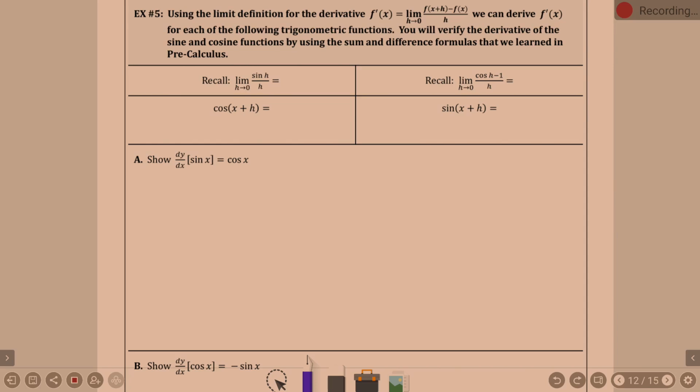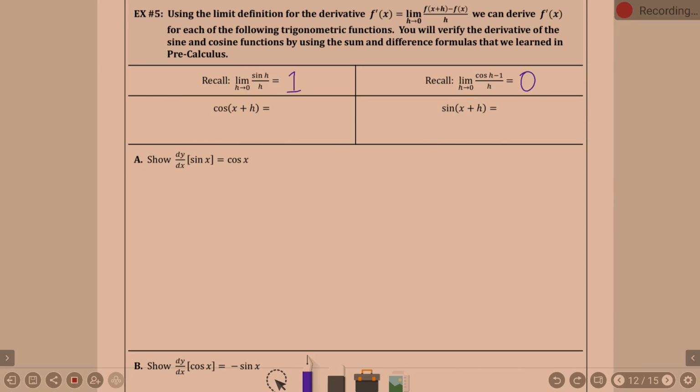A couple of things before we get started. First of all, this is one of our special limits to memorize: the limit as h approaches 0 of sine h over h is equal to 1. We're used to seeing it with x's, aren't we? But it doesn't matter what letter variable they throw in there. While we're on that, the limit as h approaches 0 of cosine of h minus 1 over h is 0. Hint, hint, those are going to be in there.